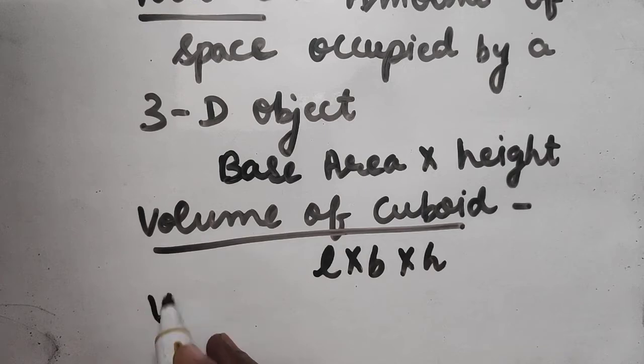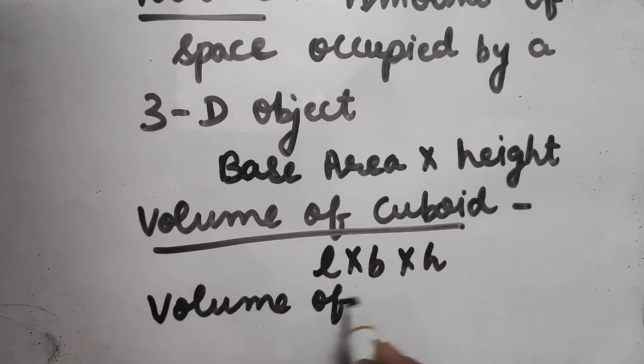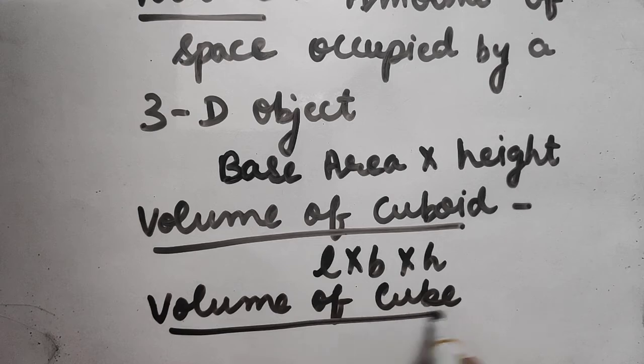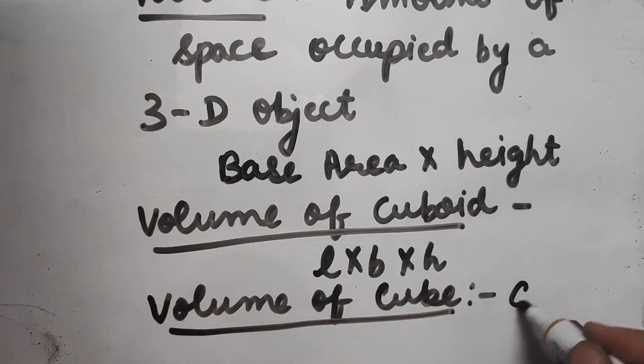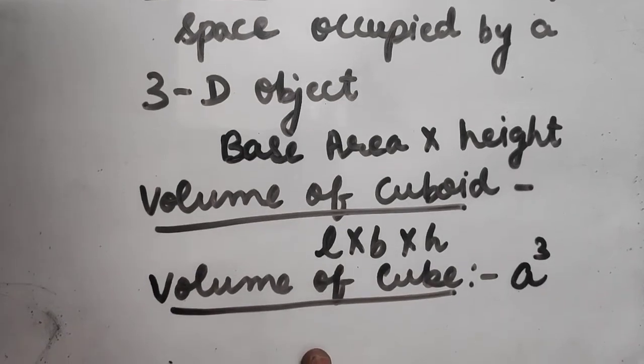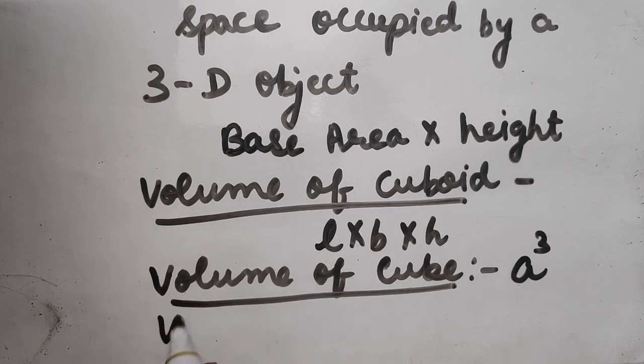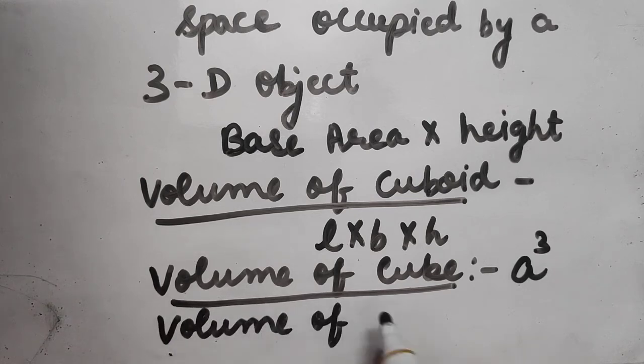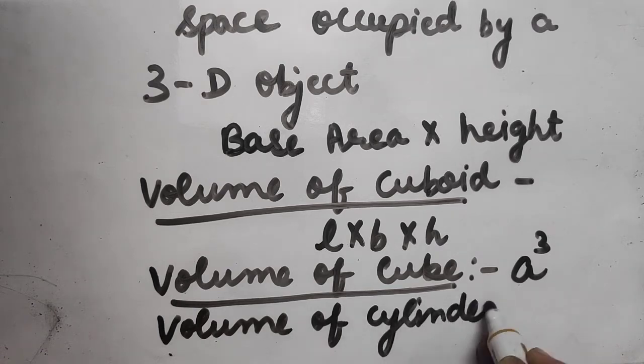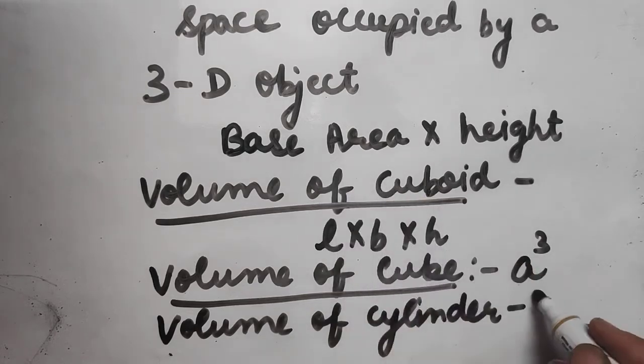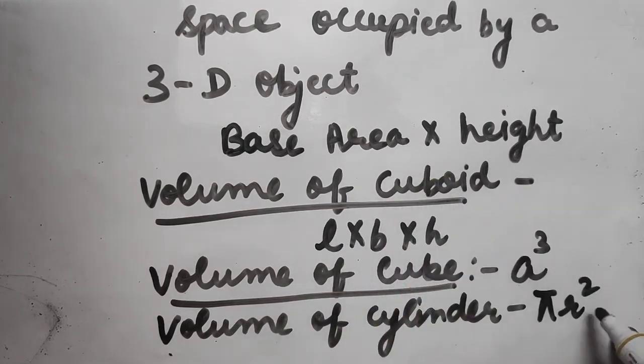If I talk about the volume of cube, we know that in cube, length is equal to breadth is equal to height. If we are taking L, it will be L cube, or if we are taking A, then it will be A cube. Now, if I talk about volume of cylinder, we know that in cylinder the base is circle, base area is pi r square into H. So these are all the formulas of cube, cuboid and cylinder.